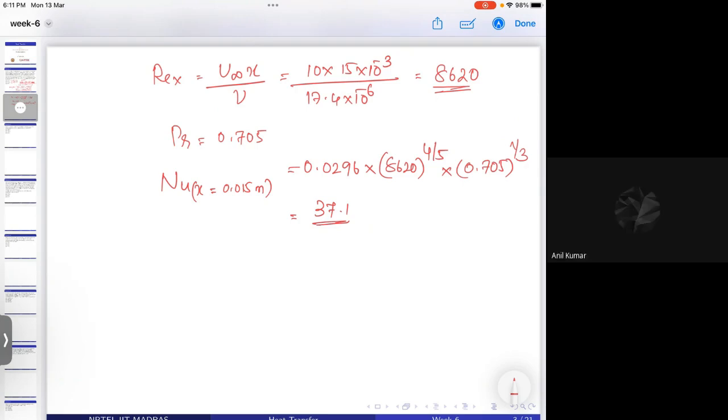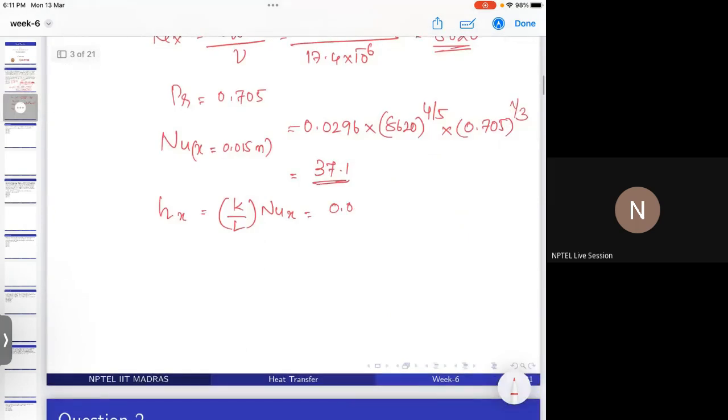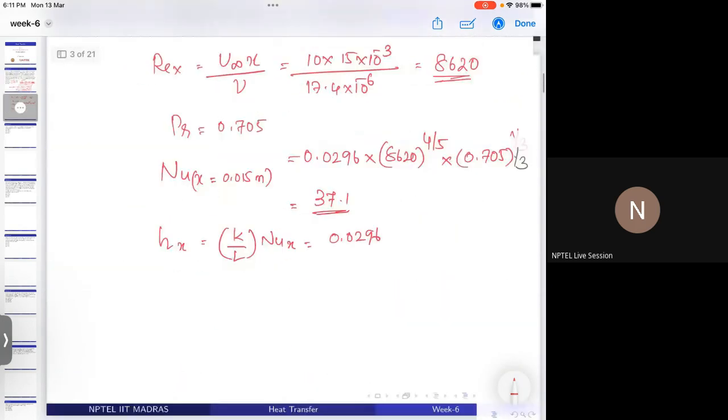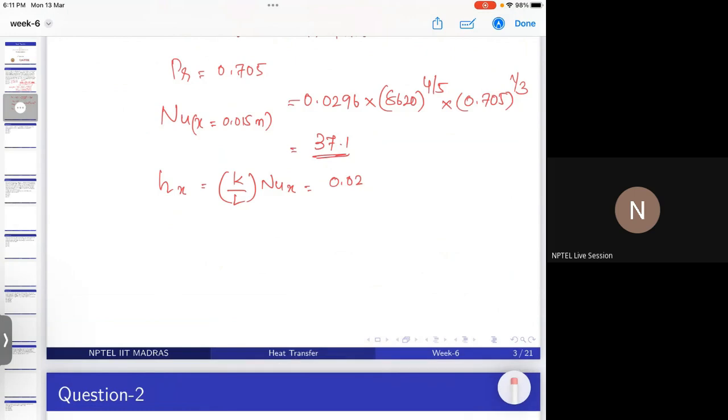37.1, yes. Next we have to find the heat transfer coefficient at that location, which is k by x into Nu x, where k is given as 0.027. So h equals 0.027 divided by 0.015 into 37.1. What is this answer?